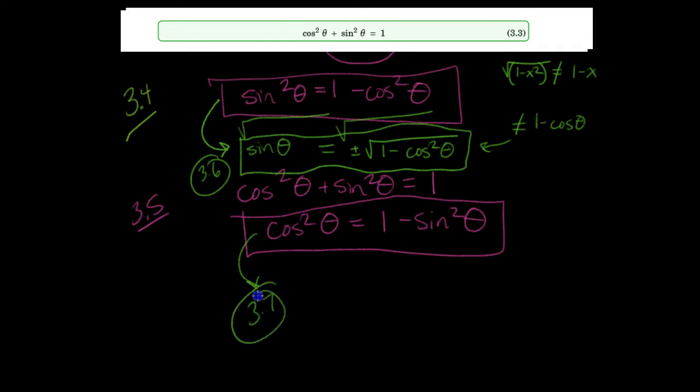So you can see where 3.7 would come in. By taking the square root of both sides, we have cosine theta is equal to plus or minus the square root of 1 minus sine, don't forget your squared theta. All right, we're deriving a lot of identities here just from the Pythagorean identity.